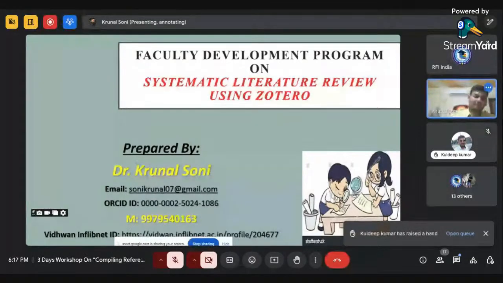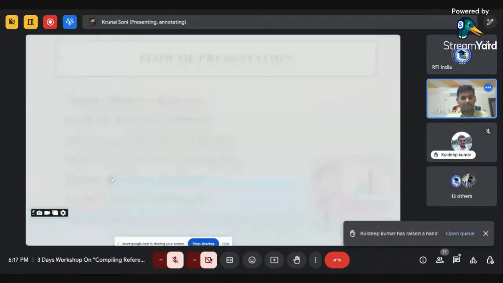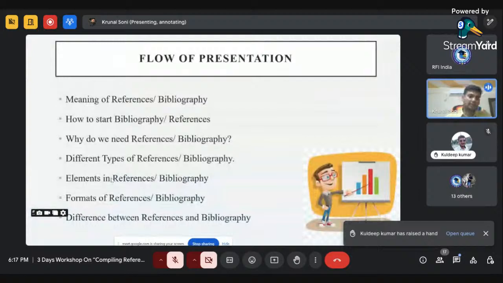But before going to that, we need to understand the meaning of compiling, referencing, and bibliography, and how to differentiate between them: what is referencing and what is bibliography, right? That is where we have to focus and have detailed analysis and guidance on these parameters. This is the flow of presentation that we are trying to see today. If not today, then we will try to finish it by tomorrow. But we will go into very detailed aspects of all of these.